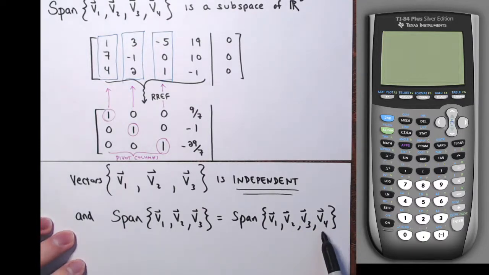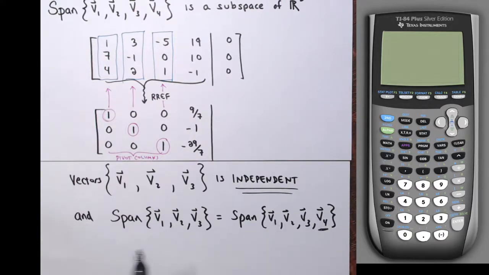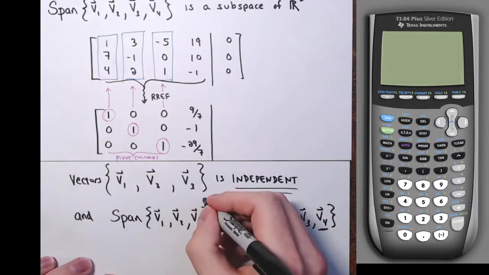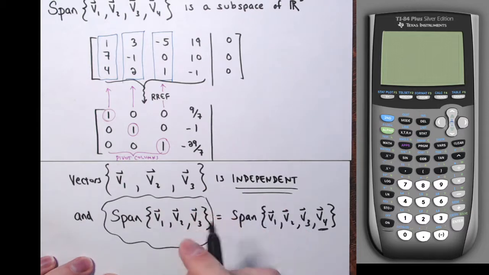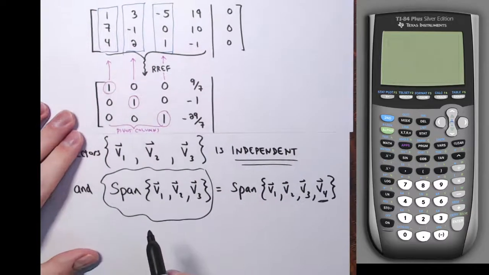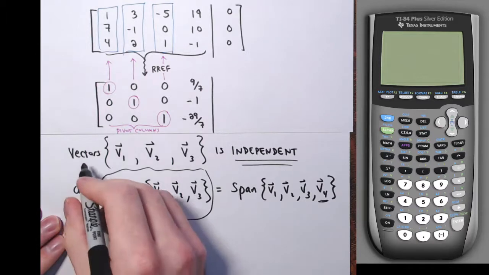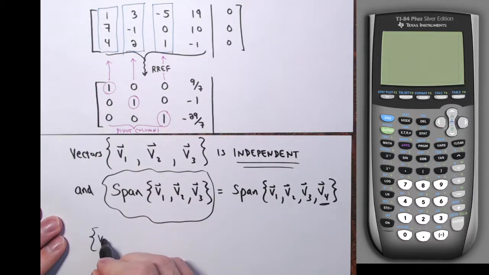Again, v4 here, I can write v4 as a linear combination of the first three. So we remove it. I don't need it, and just say all the linear combinations of these four are just linear combinations of these three. And then this would also be called a minimal spanning set. All right, so this set with those three vectors, 1, 7, 4, 3, negative 1, 2, and negative 5, 0, 1, is a minimal spanning set for this subspace.